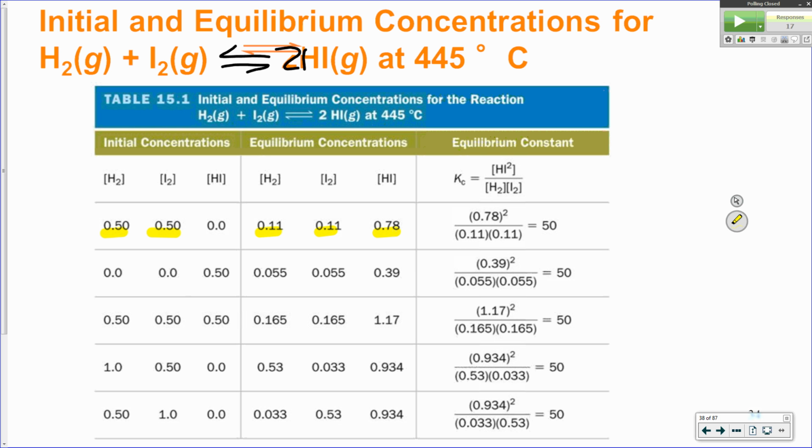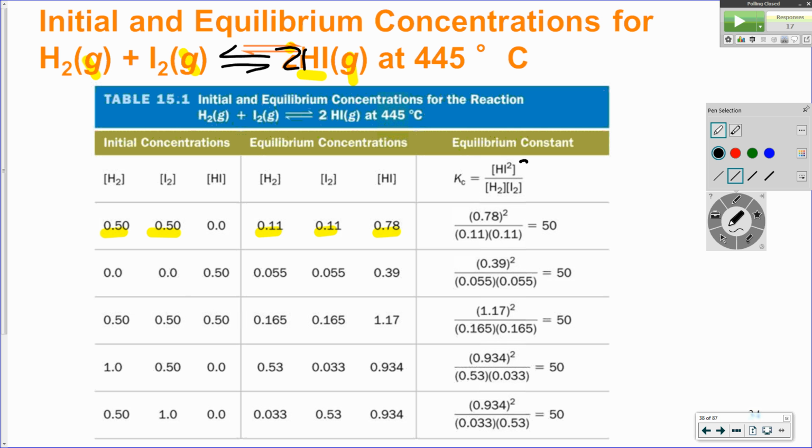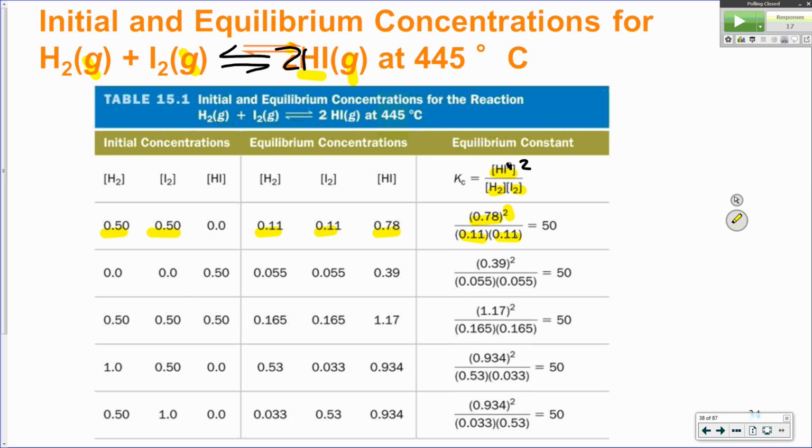So if I do products over reactants, everything's in the gas phase, so I can use those concentrations. I take the concentration of the product and square it. So HI squared divided by the concentration of the H2 and the I2. That's going to be the value for K sub C. If I just plug in the numbers, the 0.78 for the HI, square it, and the concentration of the reactants that's remaining, 0.11 and 0.11, square it, divide those out, it's 50. That's the value of K sub C.